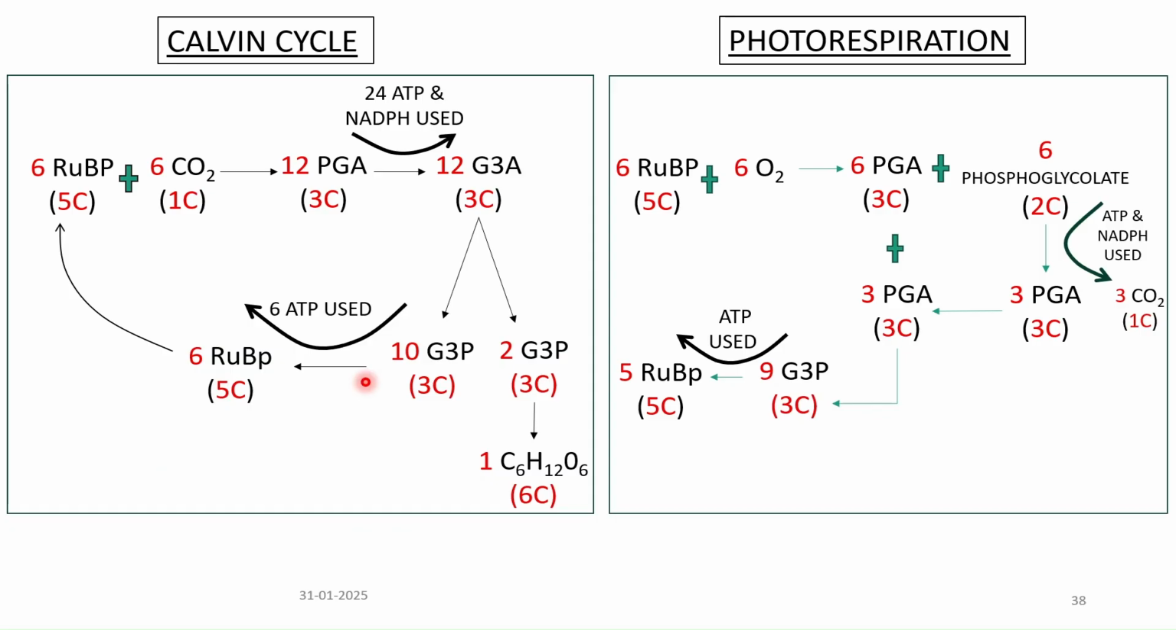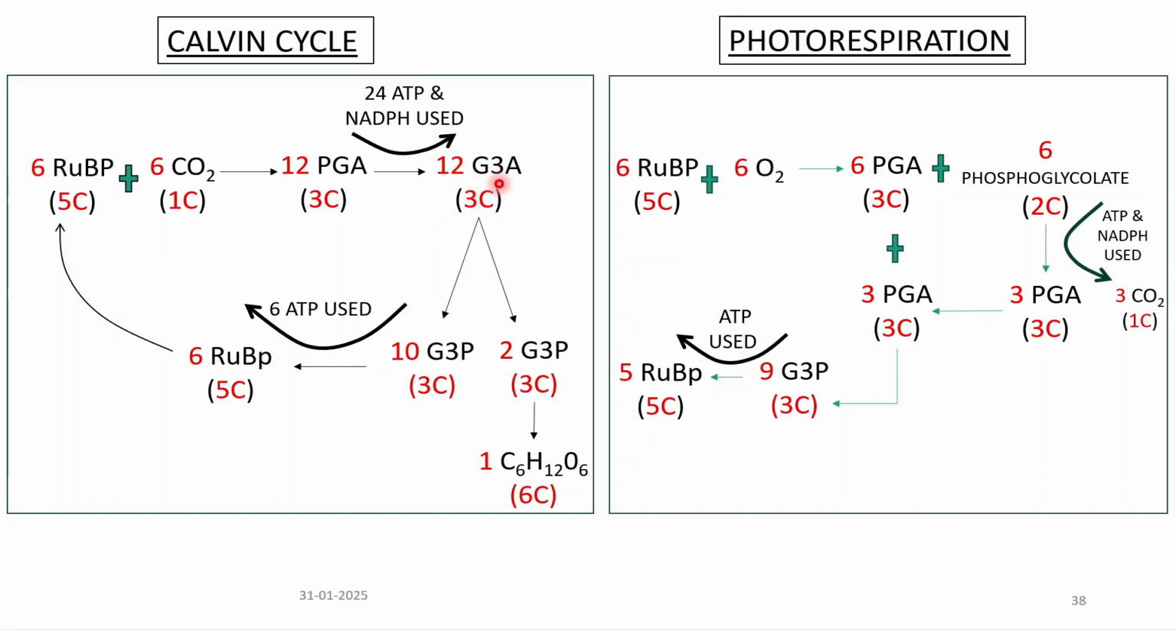Now again, initially I had showed an equation to equalize the number of carbons that is formed during the Calvin cycle. So in that reaction, we had seen that RUBP is a 5-carbon molecule. So 6 molecules of RUBP and 6 molecules of carbon dioxide will react to give 36 carbon molecule, which is nothing but 12 molecules of PGA. Now, this 12 molecules of PGA will get converted to 12 G3A, which is consisting of 36 carbon molecule.